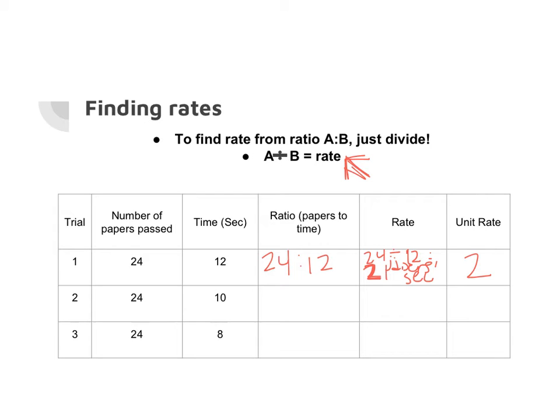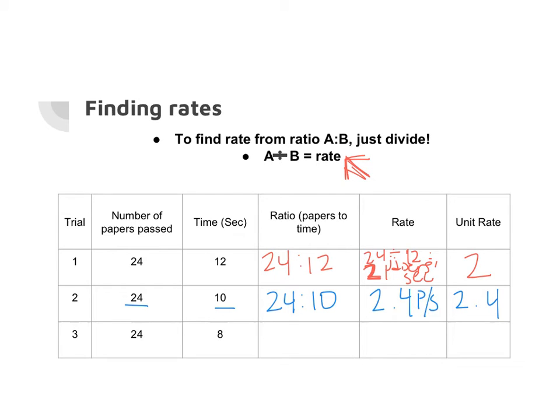Okay, so let's move on to trial number 2. If I passed out 24 papers in 10 seconds, my ratio would be 24 to 10. So my rate, I would do 24 divided by 10, and 24 divided by 10 is going to be 2.4. I'm going to abbreviate here, papers per second. So remember the difference in the rate and the unit rate. The unit rate is just the number. So in this case, it's just going to be 2.4.